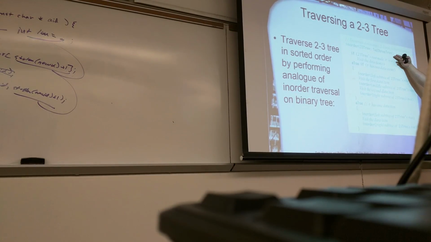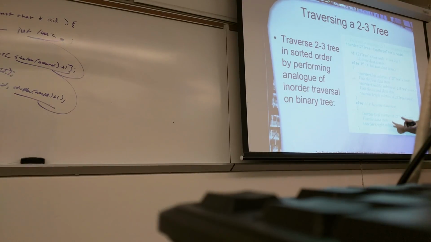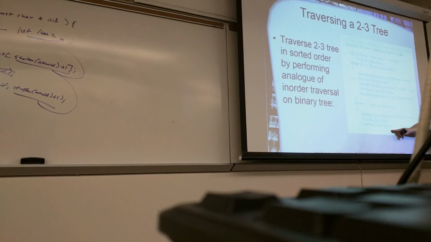When I call that recursively, I'm either going to have a leaf, or a 2 node or a 3 node. If I have a 3 node, then I do this again, and I keep recursing in each level down. Now if I only had one data item, two children, it's a 2 node, then I call in-order on the left, then I print my own data, then I call in-order on the right.